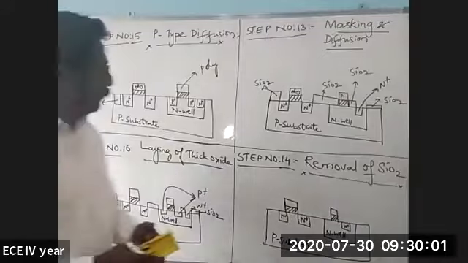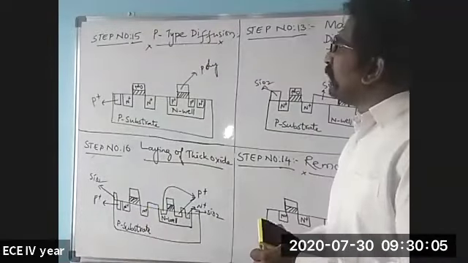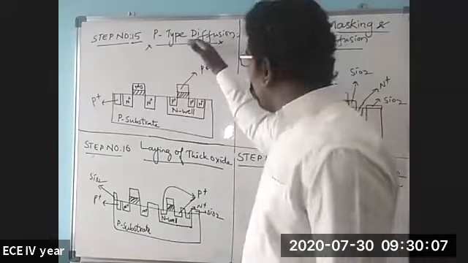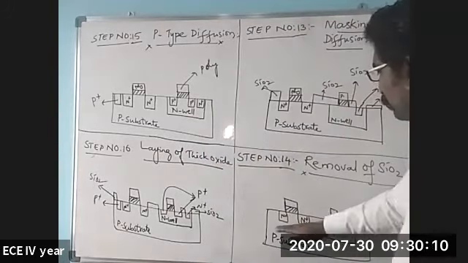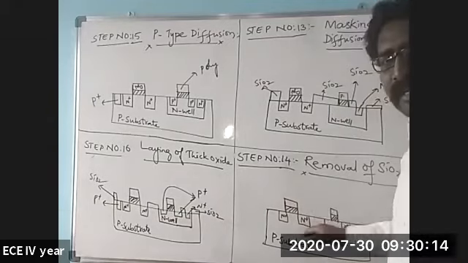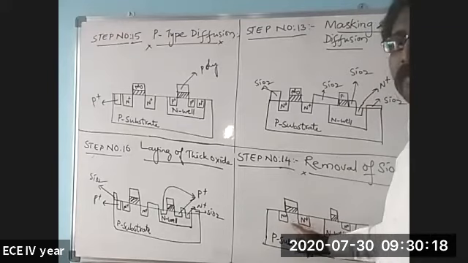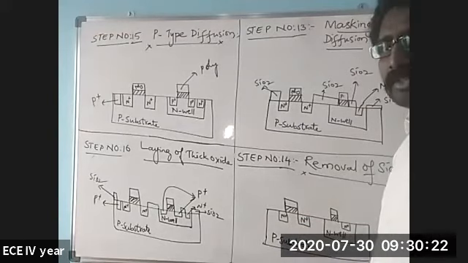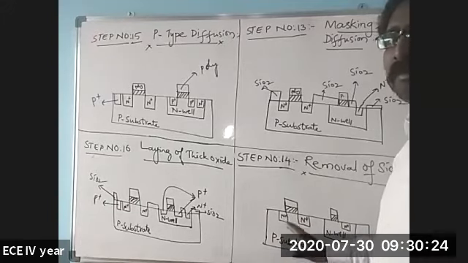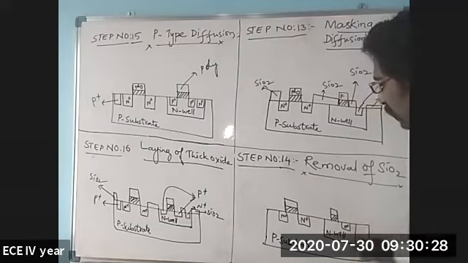Okay, listen here. In the next process, step number 15 is p-type diffusion. The n-type diffusions have already been formed. It means this entire region will act as a p substrate, and this will act as an NMOS device. So in this CMOS process, we have completed the NMOS. The NMOS device is formed. Now we are supposed to form the PMOS device over here.